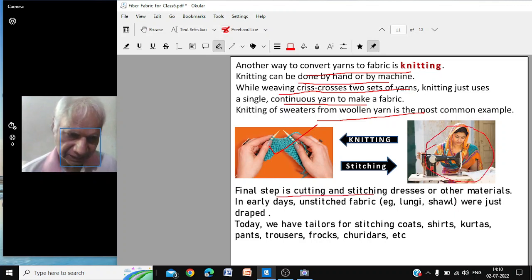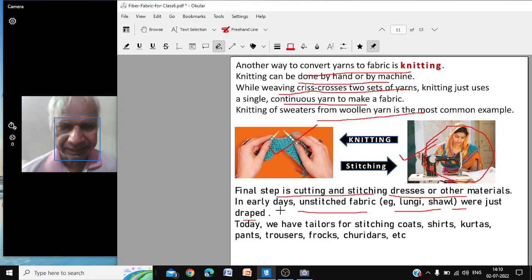Tailors, that's what they do, they cut and stitch dresses or other materials. In early days, unstitched fabric like lungi, shawl or even dhoti were just draped. Sari is draped, but you wear a shirt or a pant. So a shirt or a pant is a stitched piece of fabric, and these are unstitched fabric, lungi, shawl, dhoti and sari, which you drape, but you wear a dress. Today we have tailors for stitching coats, shirts, kurtas, pants, trousers, frocks and churidars, using a sewing machine.